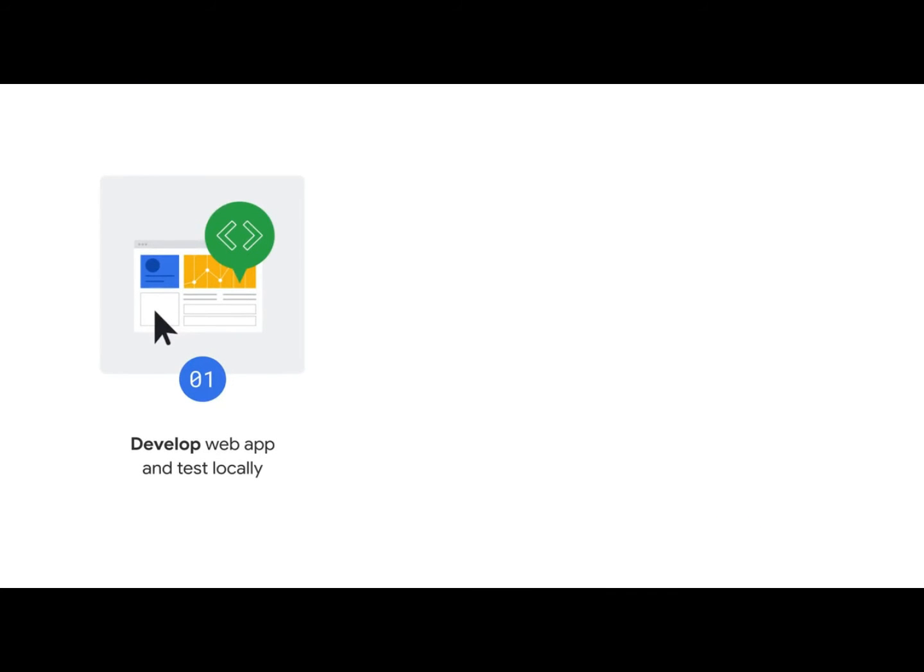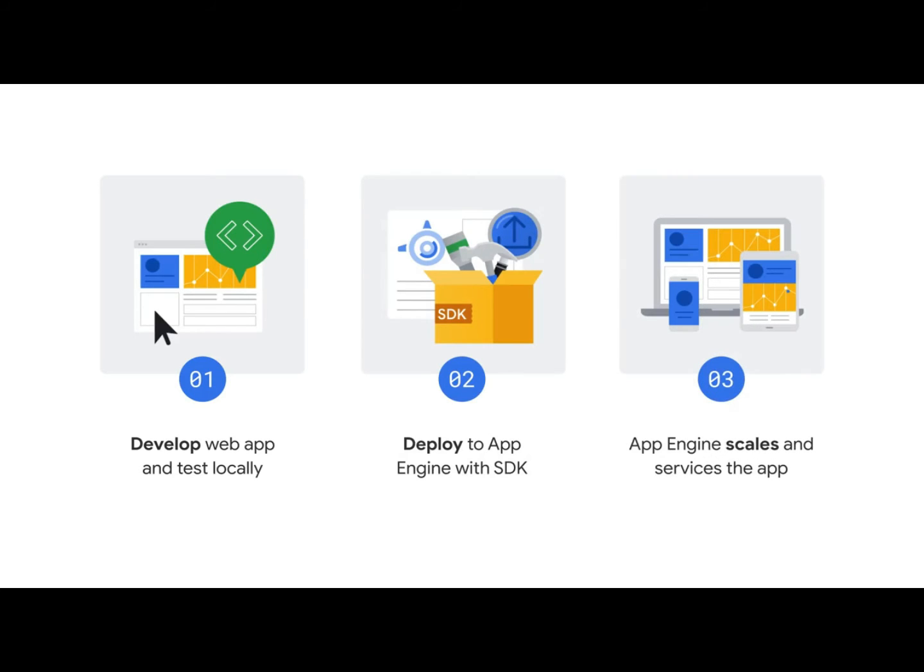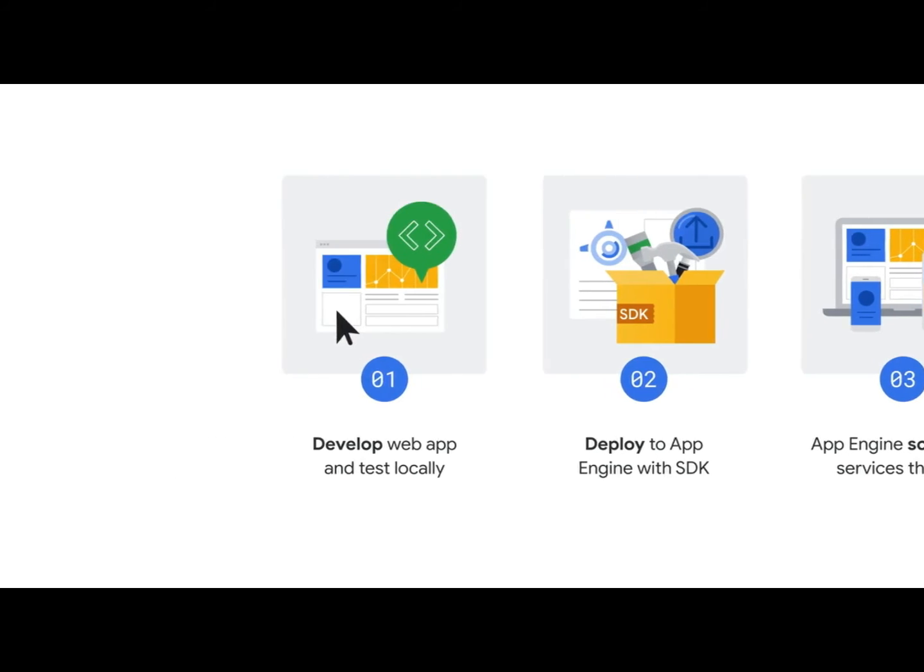A standard environment workflow typically follows these three steps. First, a web application is developed and tested locally. Second, the SDK is used to deploy the application to App Engine. And third, App Engine scales and services the application.